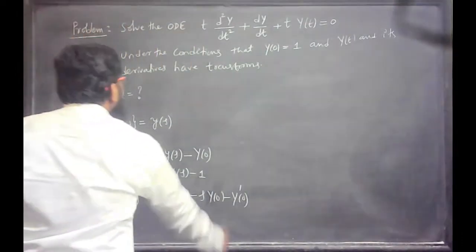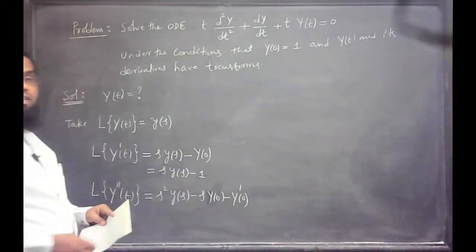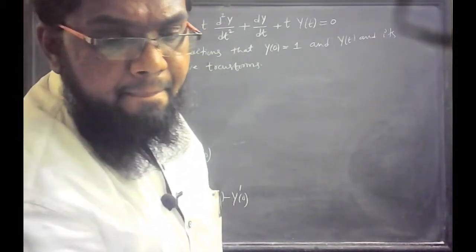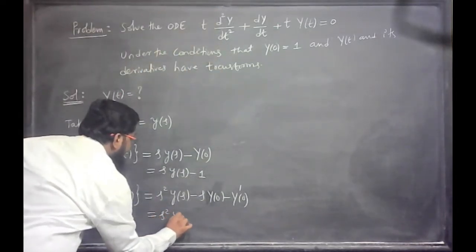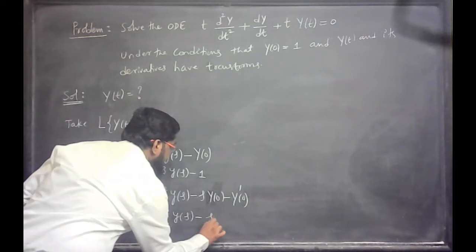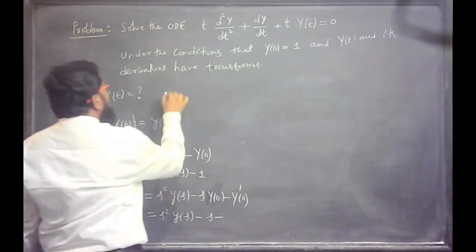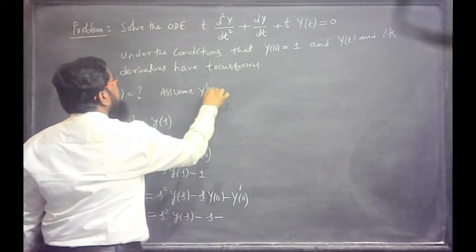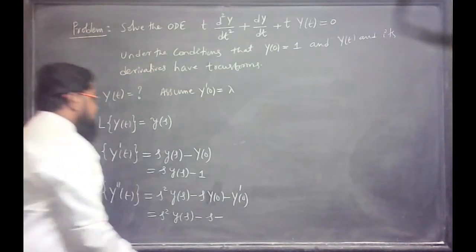Okay. Now we will substitute the values which are given to us. So what are the values given? Here, s square y of s minus s into y of 0, where y of 0 is given as 1. Now y prime of 0 is not given. So let us assume y prime of 0 is some number, maybe some lambda. So that is lambda.